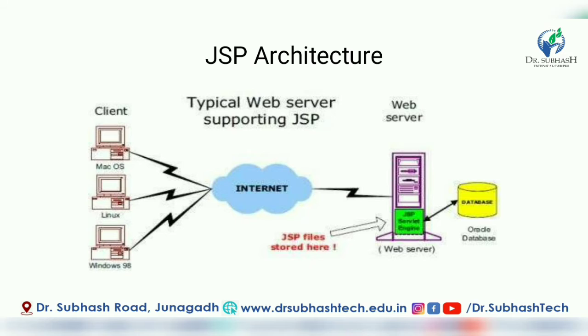In this diagram, we can see the simple meaning of the JSP page. First, the client requests the JSP page from the server. This client can be Mac OS, Linux or Windows. It requests a JSP page from the server through the internet. When the server receives a request, it fetches that JSP page and serves that client. This diagram shows the basic request-response protocol between client and server.